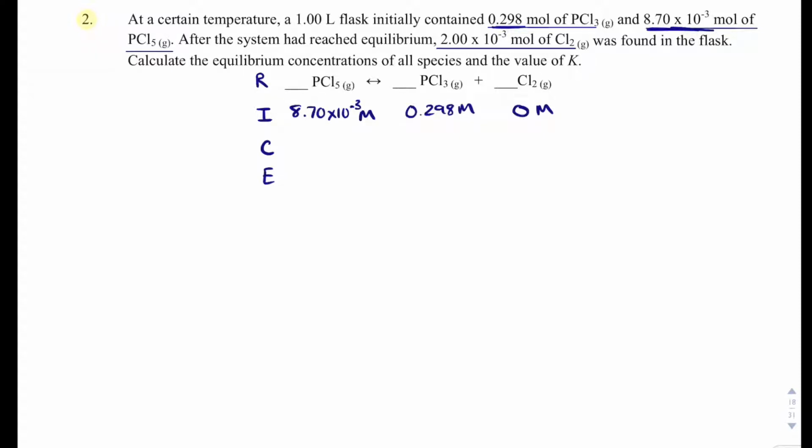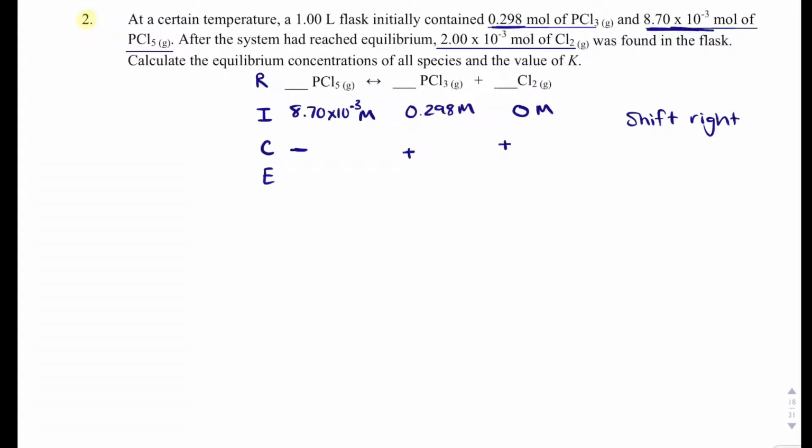Now, we've got to figure out which way this reaction shifts to reach equilibrium. And on a problem like this, I know exactly which way it shifts because I have 0 Cl2. And so at equilibrium, I will have some PCl5, some PCl3, and some Cl2. And since I began with 0 for Cl2, I must shift right to form some Cl2. So when I shift right, this PCl5 will be subtracting, this PCl3 will be adding, because that's now on the product side, because there's the arrow, and I'll be adding some Cl2.